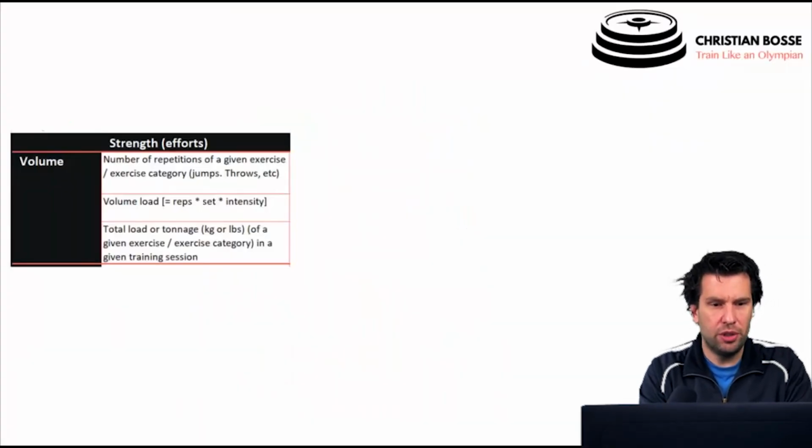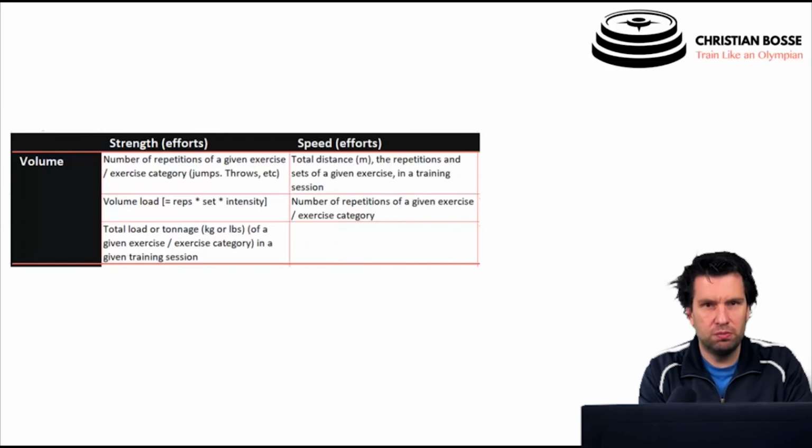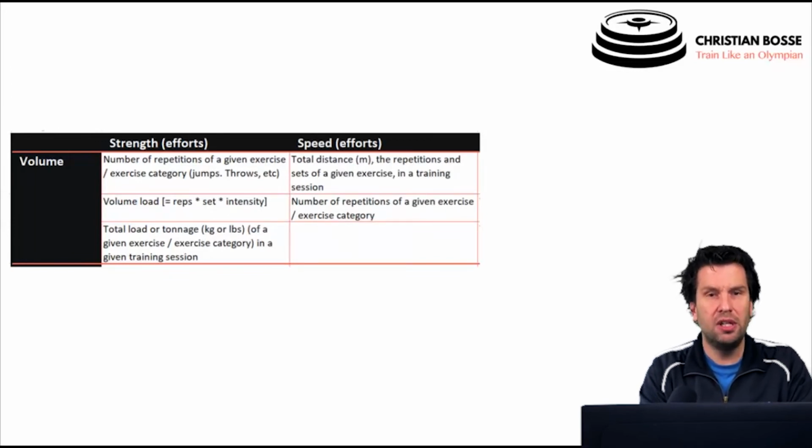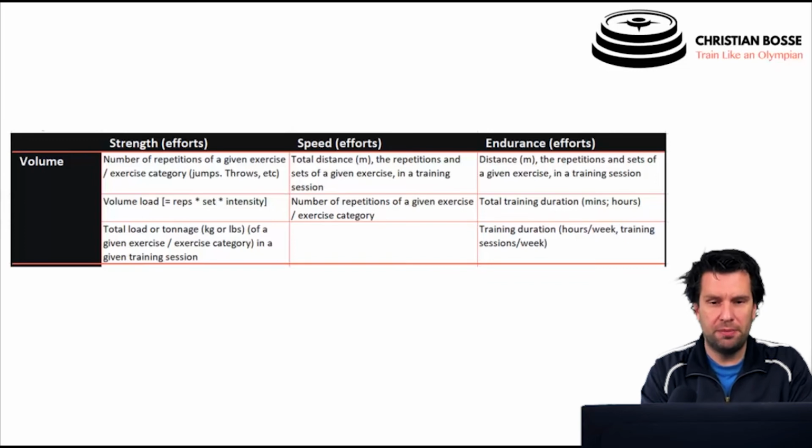Training volume for strength refers to the number of repetitions of a given exercise, the volume load, reps multiplied by sets multiplied by intensity, or the total load, which some people call tonnage, is the reps multiplied by the sets multiplied by the weight lifted. Speed volume. How can we quantify volume for speed efforts? The total distance or the number of repetitions in a given exercise or exercise category. Endurance. How to quantify volume: the distance, the repetitions or sets of a given exercise in a training session, total training duration in minutes or hours, or training duration in hours per week, training sessions per week.